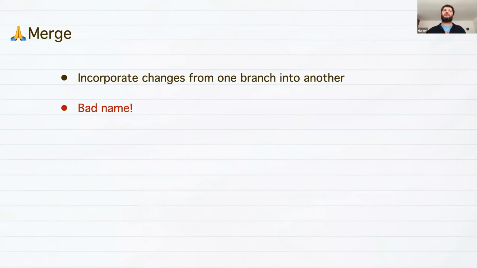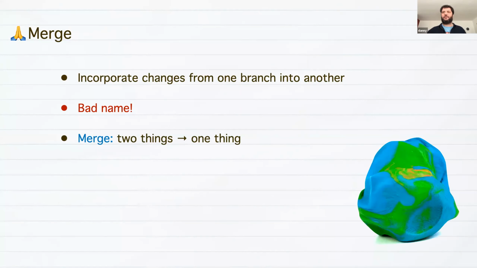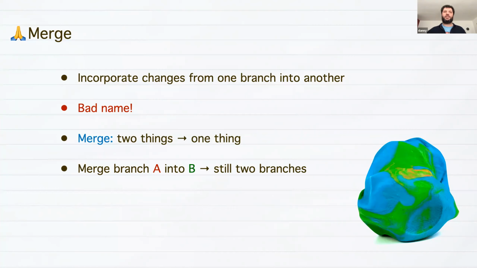Now, it's another example of a bad name on Git's part. When you merge two things, you expect to end up with one thing. For example, if you merge two bits of plasticine, you expect to end up with one bit of plasticine. But when you merge in Git, if you merge branch A into branch B, you still have two branches at the end of it. Branch B has changed, but branch A hasn't. So it should really be called import. It's a way of importing commits from one branch into another branch.